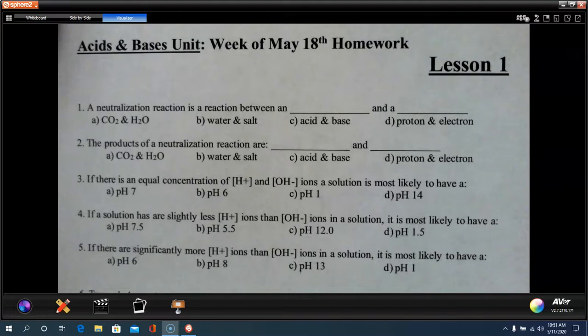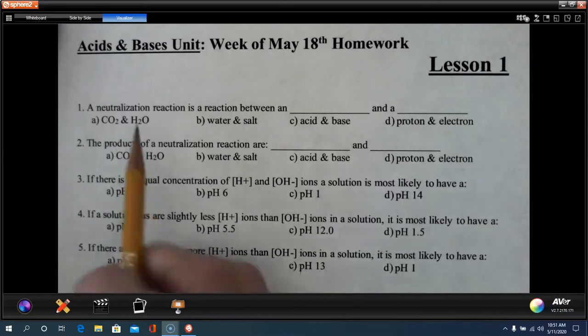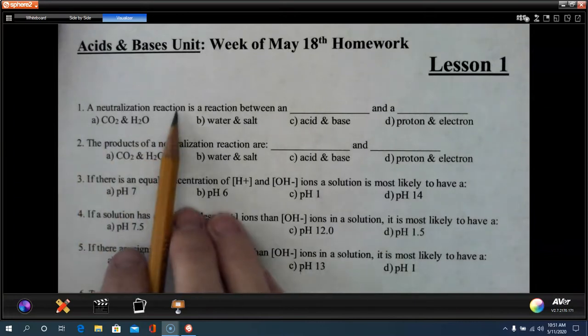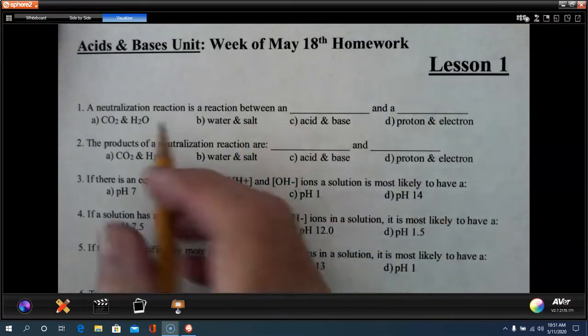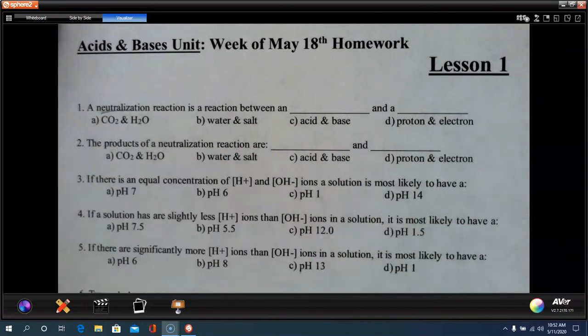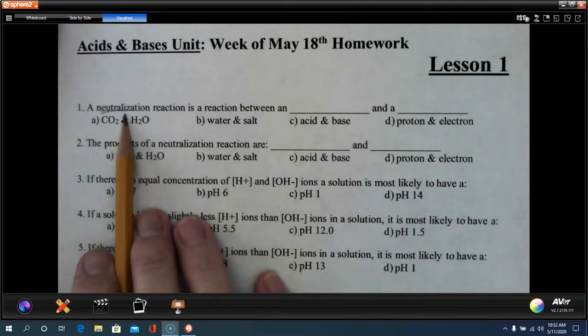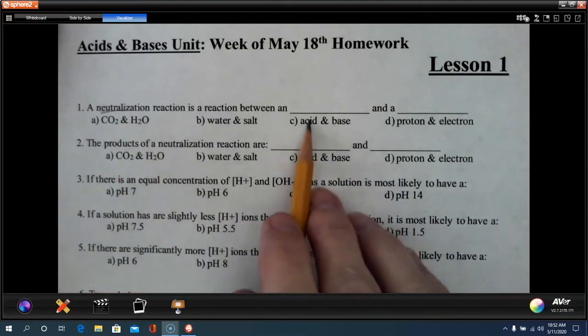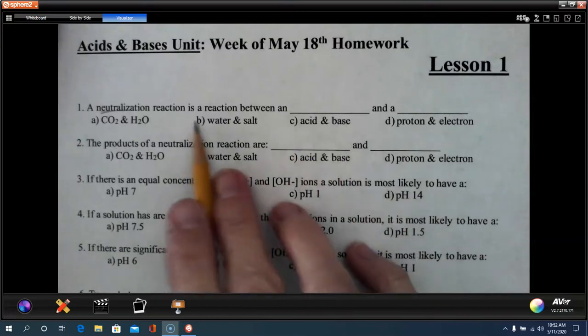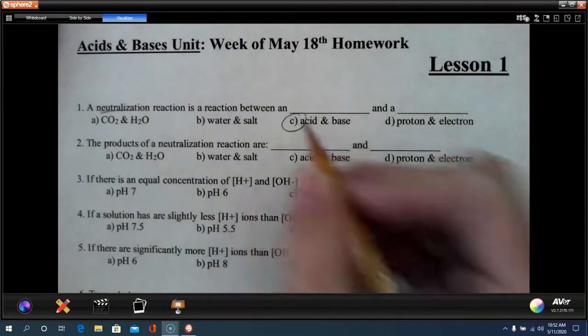The homework assignments. I'm going to do all the odd numbered problems. So let's get started. A neutralization reaction is a reaction between a what and a what. Well, neutral means that there's equal parts, one and another. A neutralization reaction is a special reaction that occurs between an acid and a base. So that's what a neutralization reaction is.